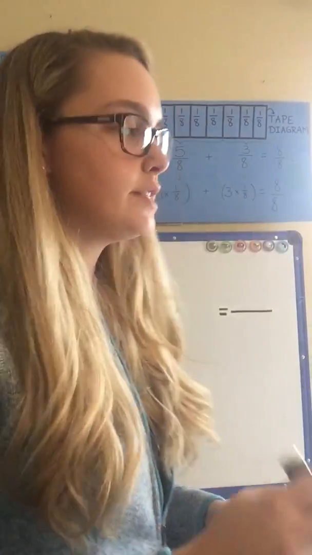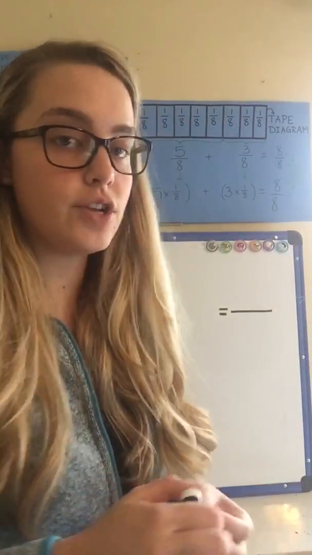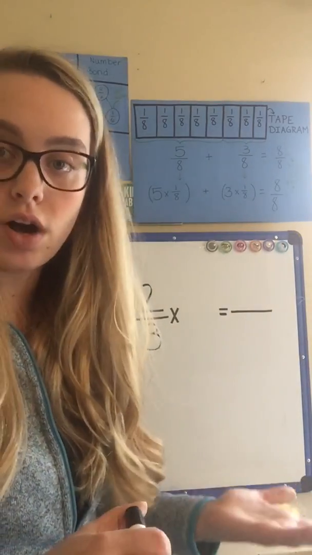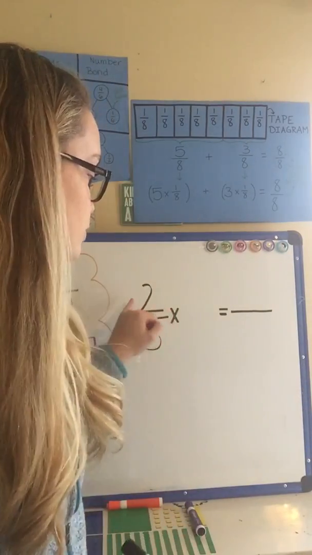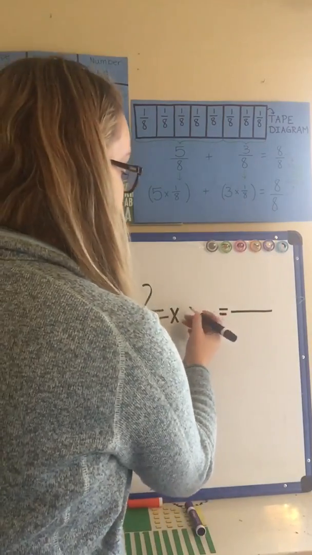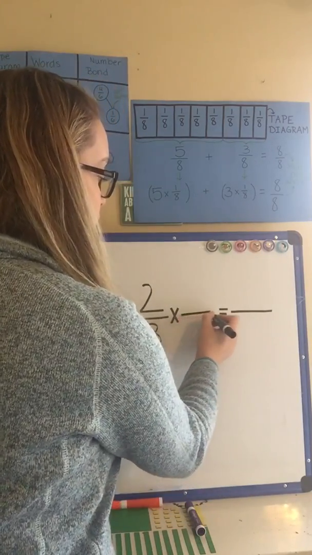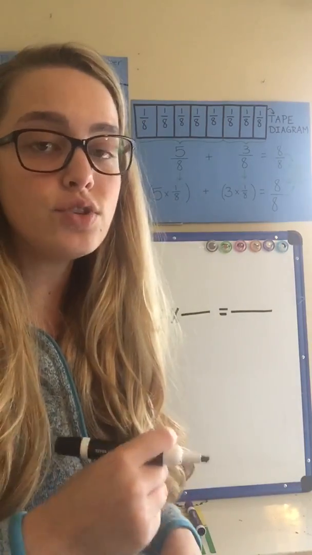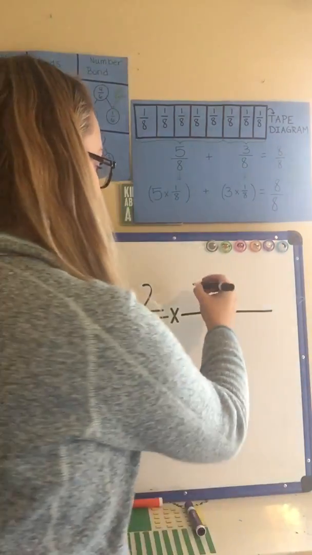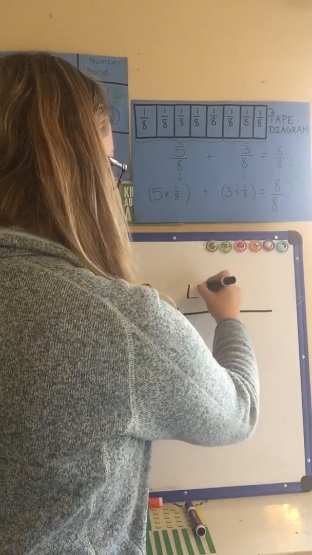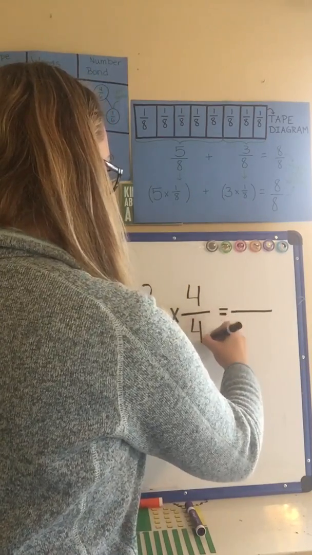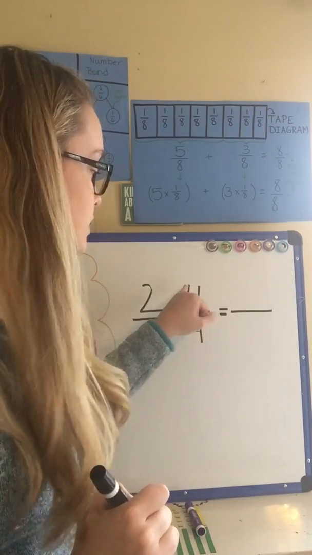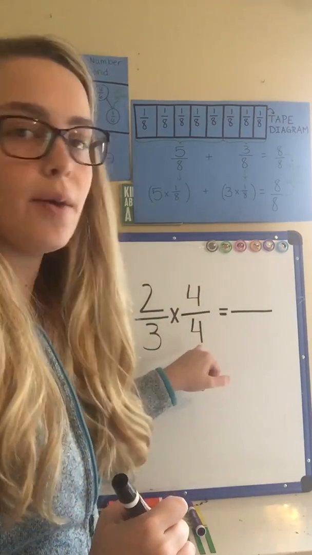So if I wanted to say find an equivalent fraction to 2 thirds, I could say, all right, I'm going to do 2 thirds times 4. But really, I'm not just doing 2 thirds times 4, I'm doing 2 thirds times 4 fourths. Again, to get an equivalent fraction, you want to be multiplying by the same number.